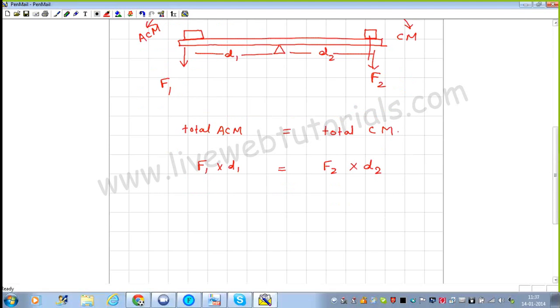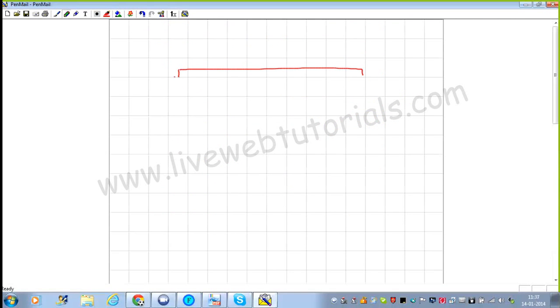I'll just consider one simple example. This is the meter rule. This is the 0 mark. This is the 50 centimeter mark. This mass is at the mark of 10 centimeters, and this mass is say 20 grams. Another mass is kept on the right hand side at the mark of say 85 centimeters, and I'm supposed to find this mass.